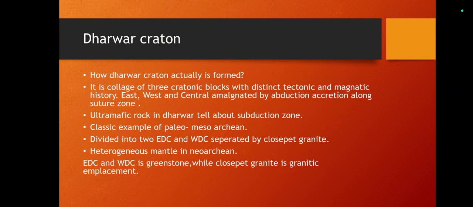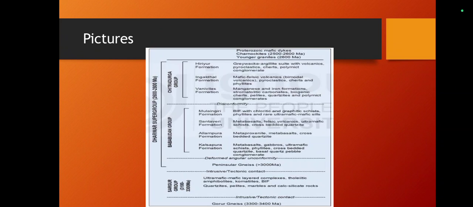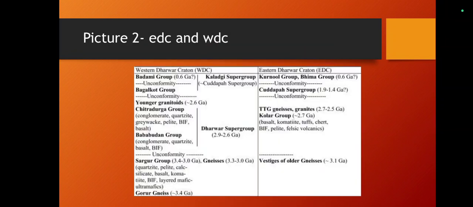So what I have told, the Baba Budan and Chitradurga group is of Neo-Archean age. In the Neo-Archean age you can easily see the heterogeneity. This is the Neo-Archean age, Baba Budan and Chitradurga. Here is the TTG and gneiss granite, Kolar group. This indicates your mantle heterogeneity, which is formed under different settings of continental crust subduction.